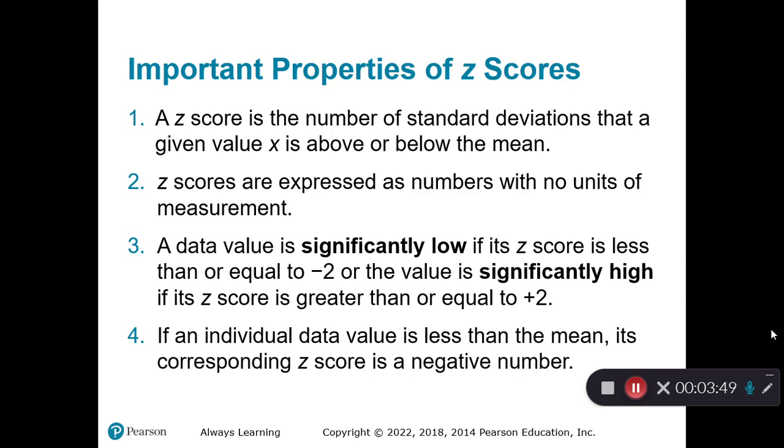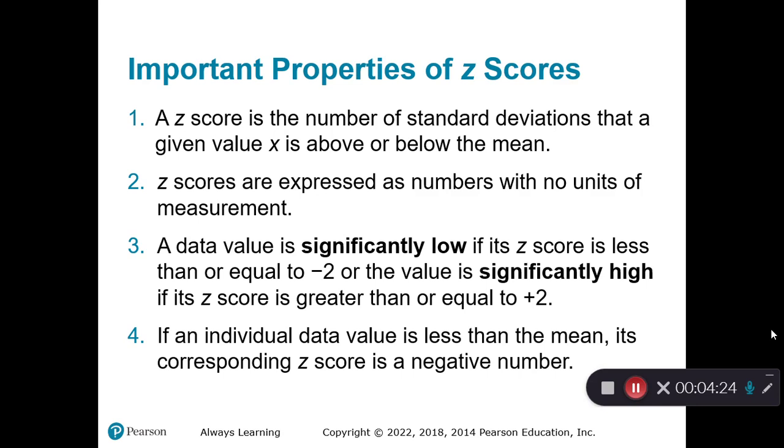We say that a data value is significantly low if its z-score is less than or equal to -2. In other words, data values that are smaller than 2 standard deviations below the mean. Or we say that the data value is significantly high if its z-score is greater than or equal to +2. So significantly high values are values that are greater than 2 standard deviations from the mean.